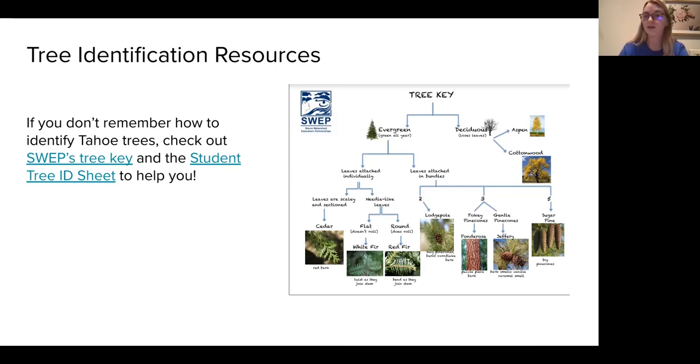Both of these are linked on the PDF that we are providing for this field trip. The student tree ID sheet is just a document that basically summarizes the first about 20 minutes of this field trip, where we talked about the identifying features of trees in Tahoe. So that'll tell you that the sugar pine has 5 needles and a big cone, or that a white fir has wide needles and is found at lower elevations. That's what the tree ID sheet is there for.